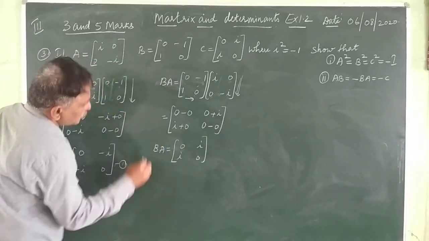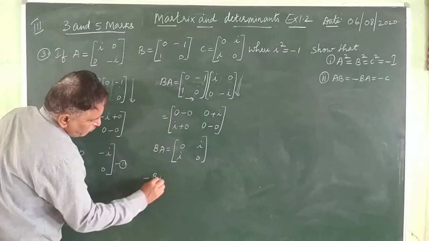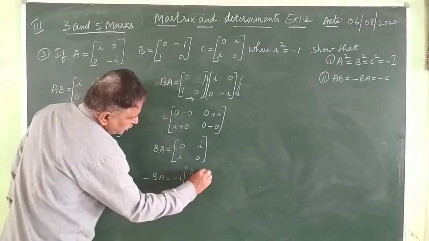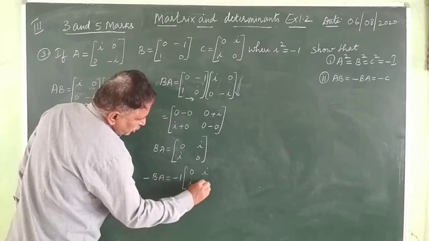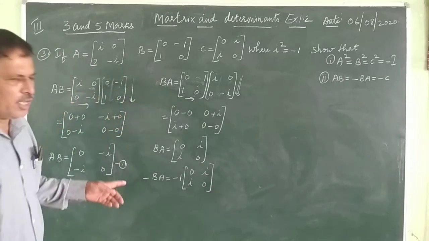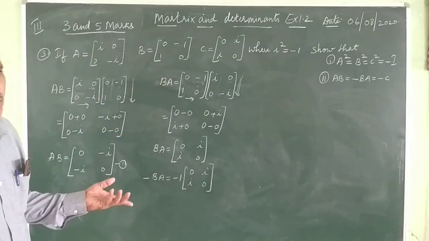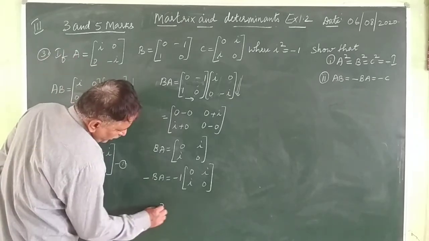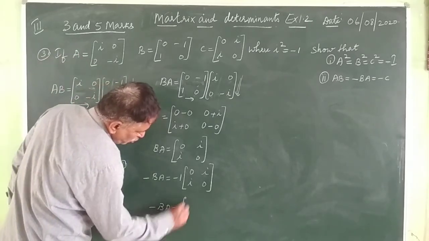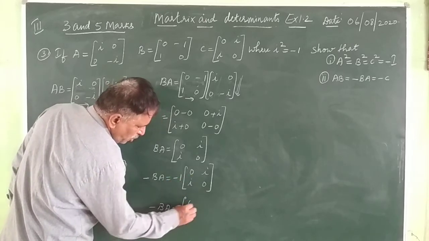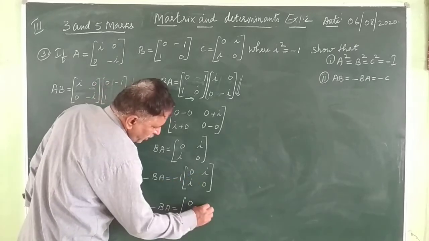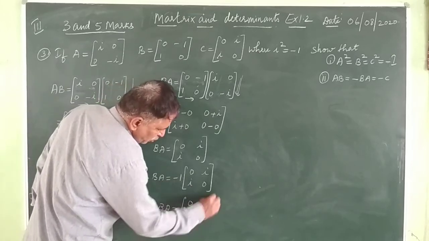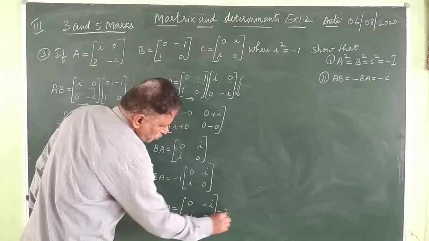He is asking us to find out minus of BA. That is minus 1 into BA, which is 0, I, I, 0. Already I told you that minus BA can be taken as minus 1 into BA. So therefore minus BA is equal to minus 1 into 0, 0. Minus 1 into I, minus I. Minus 1 into I, minus I, 0. Let it be equation 2.